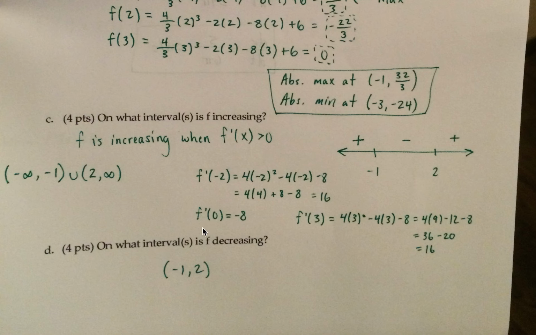On what intervals is f decreasing? That's just the negative interval here. So that's going to run from -1 to 2. Again, parentheses, not brackets. It is not decreasing at -1 or positive 2, right? It's 0 here and it's 0 here. Everywhere in between, f prime of x is negative. So those are your answers for those.